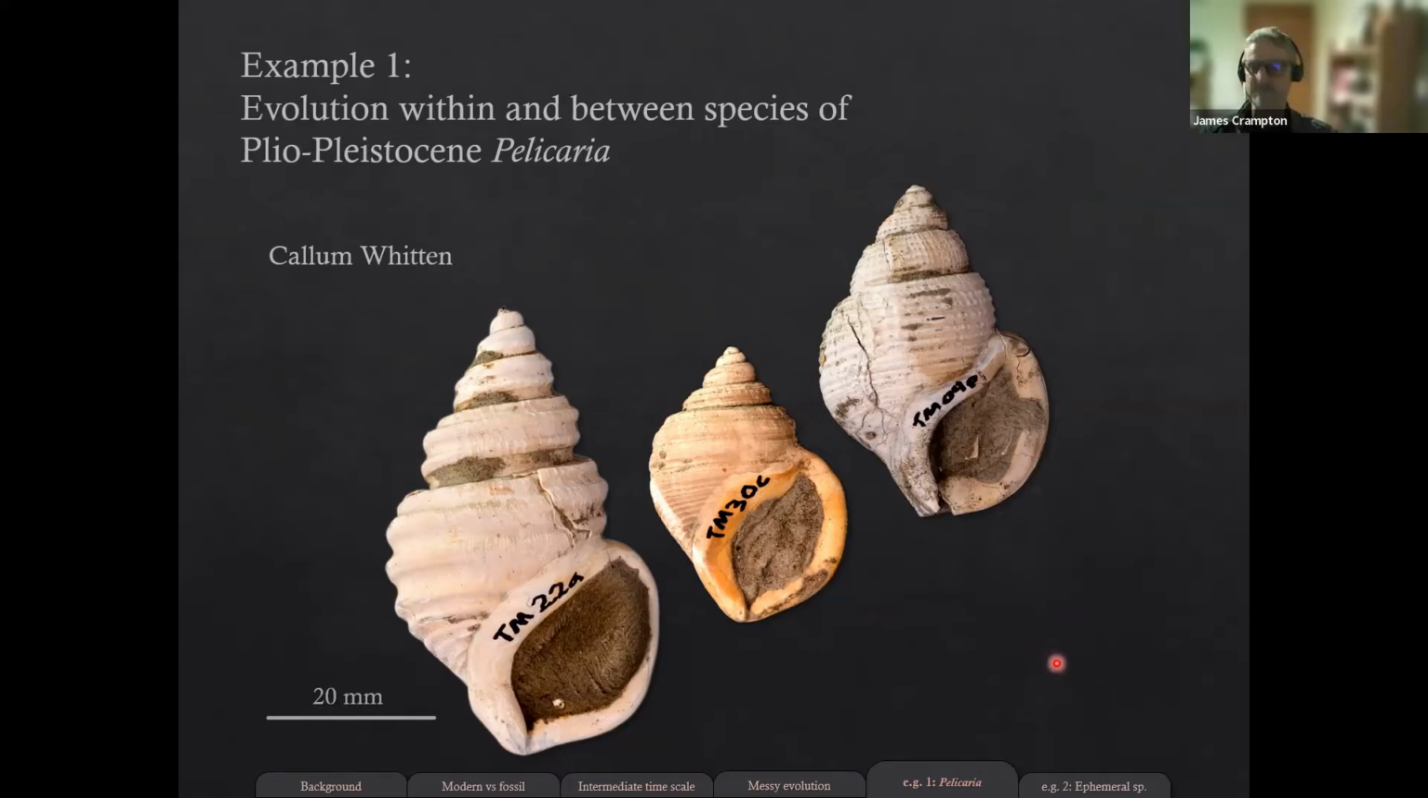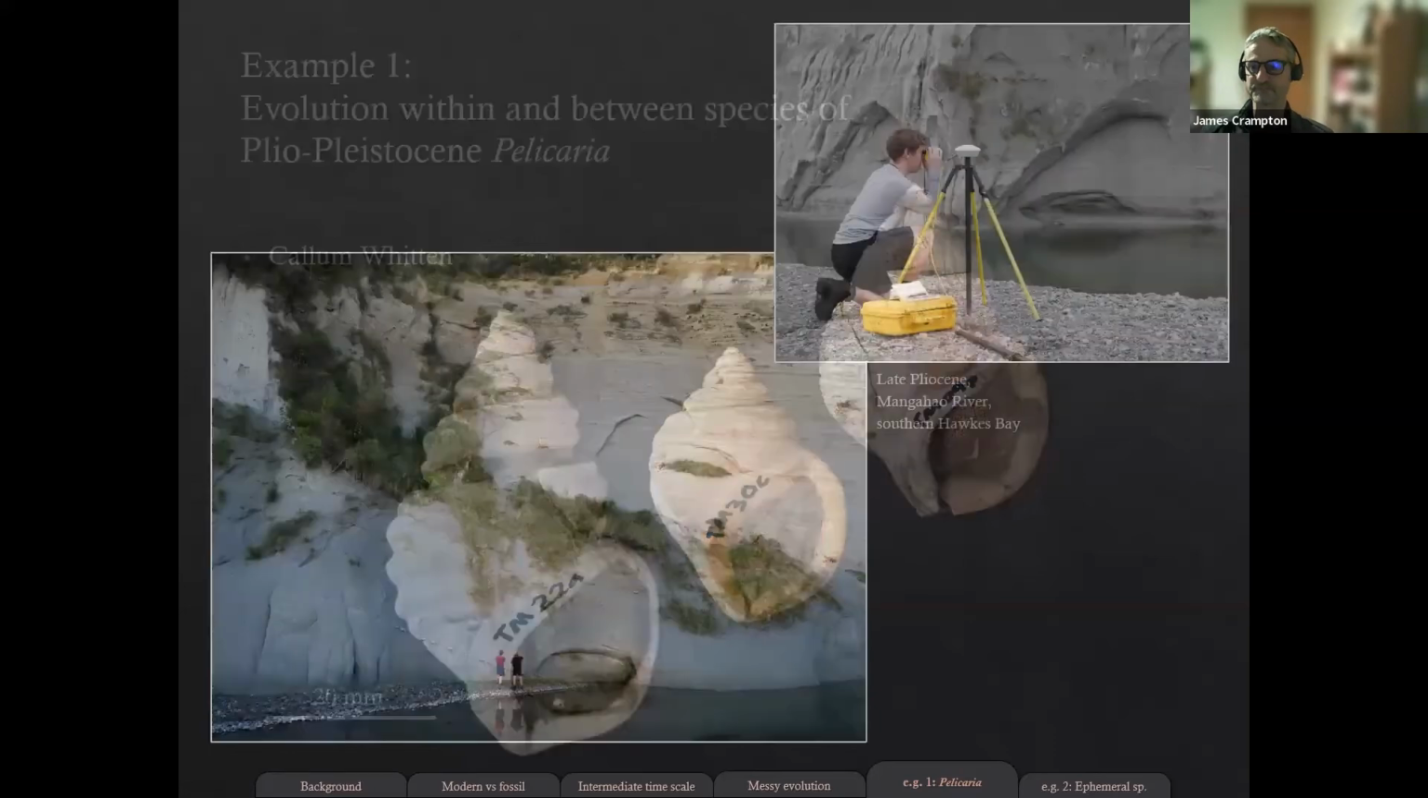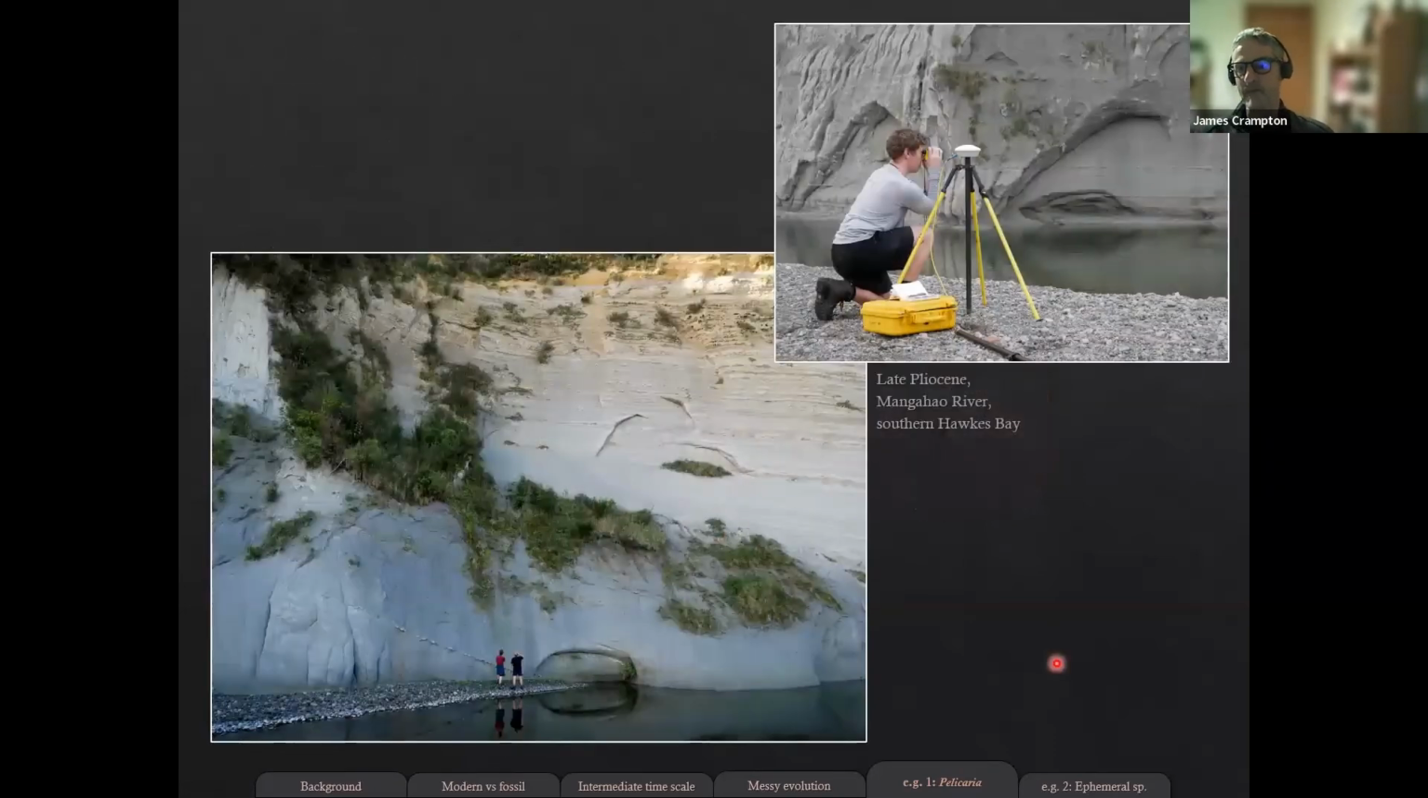Really nice aspects of these snails. So Callum has collected data from two main areas, from up the Mangahao River in southern Hawke's Bay and from the Tamuna area in southern Wairarapa, and has logged these hundreds and hundreds of meters of section, collecting these things in populations all the way through, so he could see how the different layers, the populations in the different strata compare to each other.